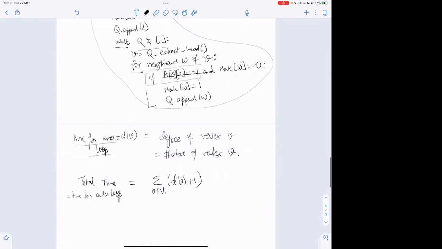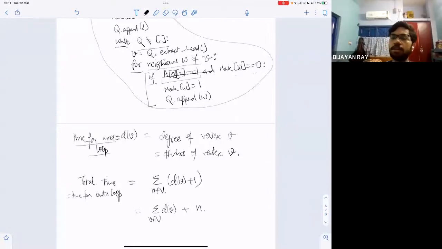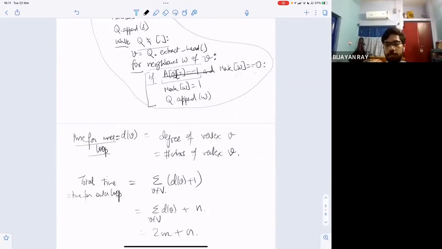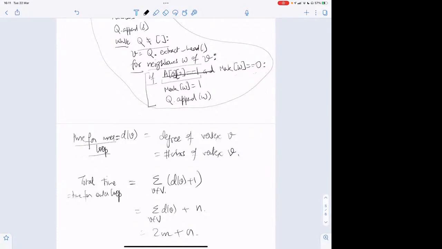So the total time taken is the sum of dv plus 1. What is the sum of degrees of the vertices of a graph? It's twice the number of edges. Why is it twice the number of edges? Because each edge is counted twice. Every edge u comma v is counted once from the u side and once from the v side.